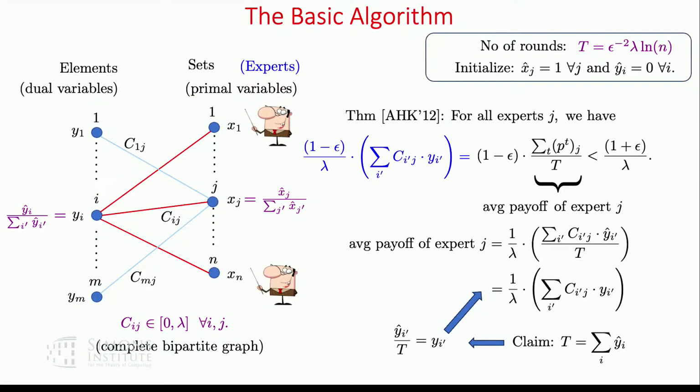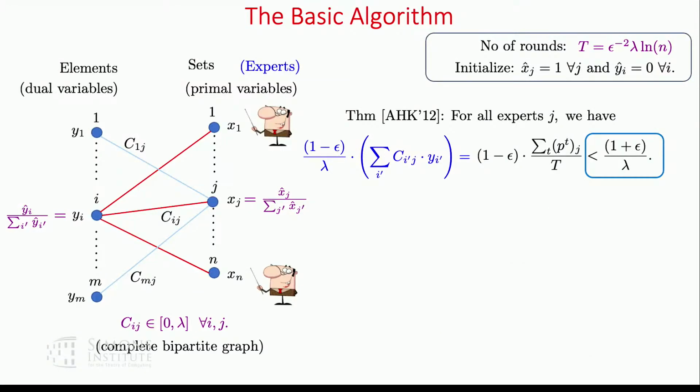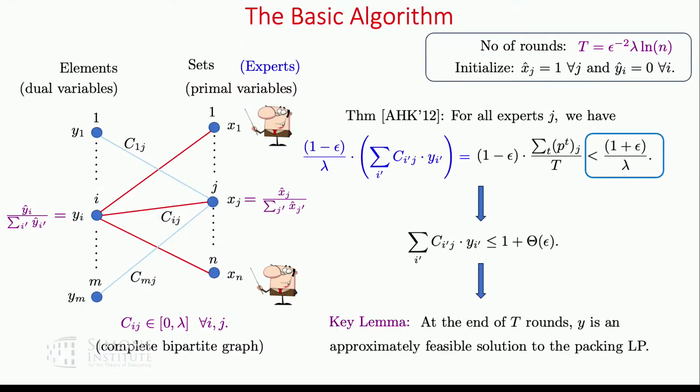And we plug these two things together. What do we get? So this is the average payoff of expert j. I have just put this thing here. So just look at these two inequalities. This lambda will just get cancelled. You can take this 1 minus epsilon on the other side, and you will see that the dual constraint corresponding to set j is satisfied up to a multiplicative 1 plus epsilon factor. And hence, this implies that at the end of T rounds, Y is an approximately feasible solution to the packing LP. That's it.